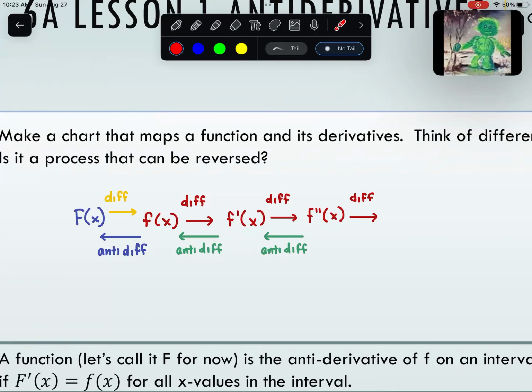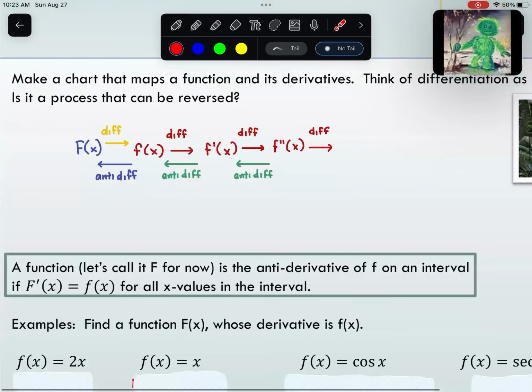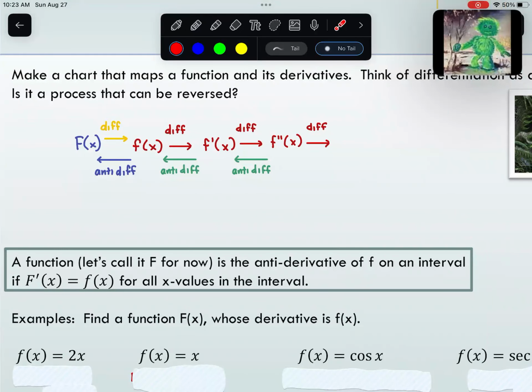Okay, so that's where we start. We're going to set up a definition here. We'll say a function, you could call it capital F for now, is the antiderivative of little f on some interval if it remains true that capital F prime is little f. I'm talking about this portion of my chart right here for all values of x. Okay, we don't know yet what this antiderivative is able to really tell us, but this is what the process would be.